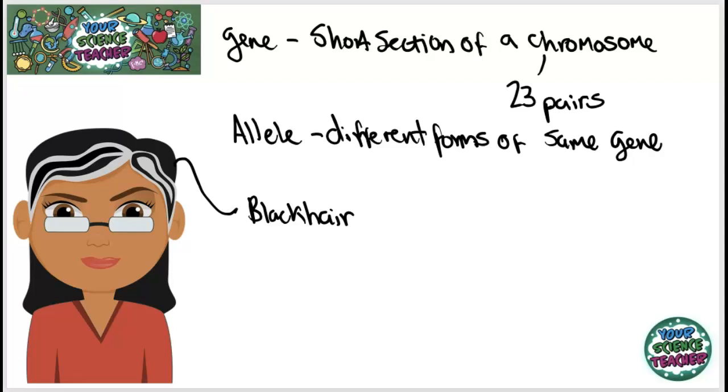And what I mean by that is because of the fact we get 23 pairs of chromosomes, one from our mother and one from our father, you only need one black hair gene in order to show that characteristic. So that means there's two sets of alleles that could code for the protein for black hair. So let's have a look at the two.